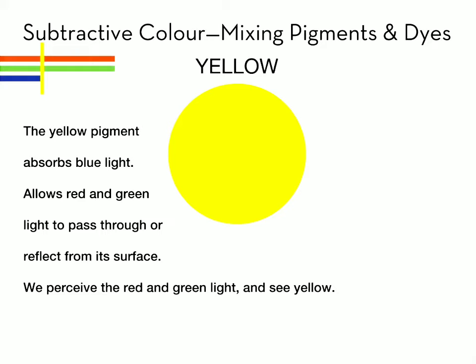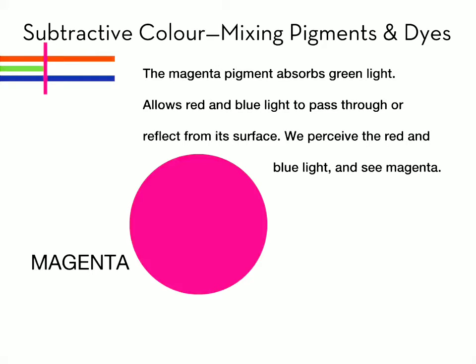The yellow pigment absorbs blue light, allows red and green light to pass through or reflect from its surface. We perceive the red and green light and see yellow. The magenta pigment absorbs green light, allows red and blue light to pass through or reflect from its surface. We perceive the red and blue light and see magenta.